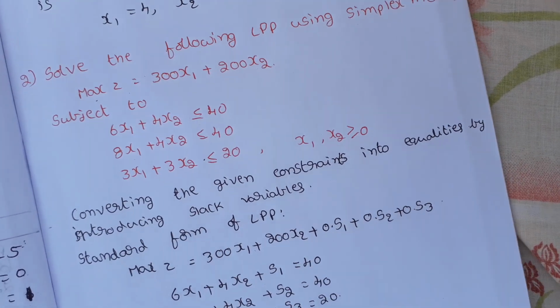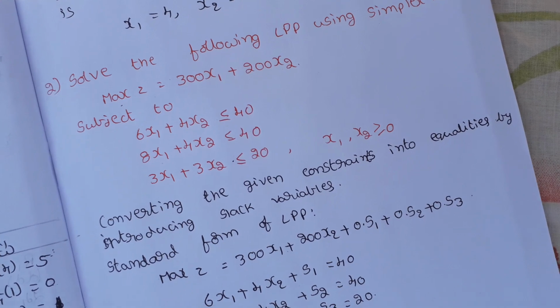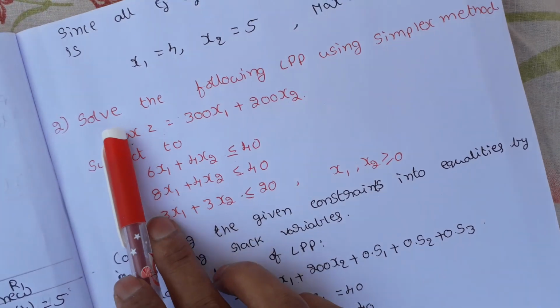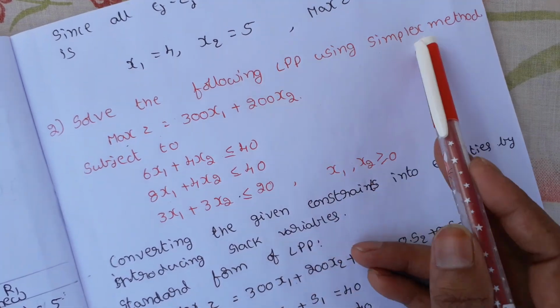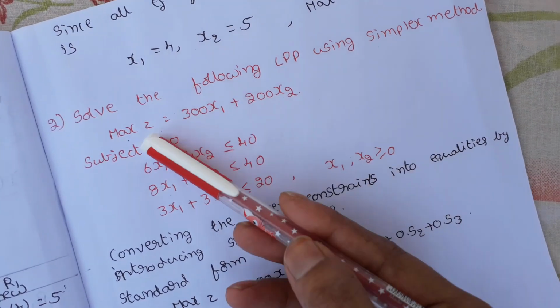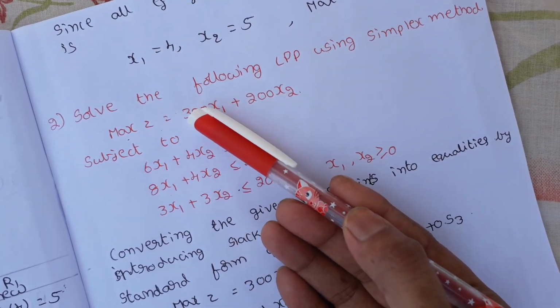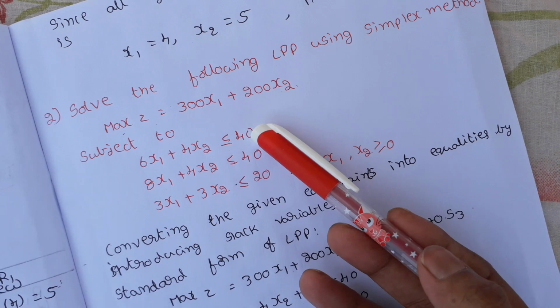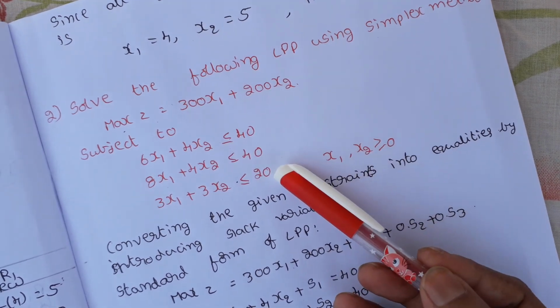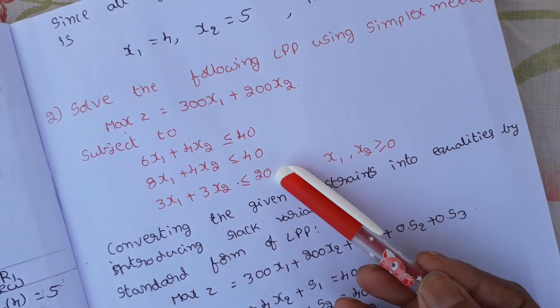Now, let us move to the basic simplex problem. What is given in the problem? Solve the following LPP by using the simplex method. The objective function is a maximization function, subject to the constraints. And here in our problem, 3 constraints have been given.